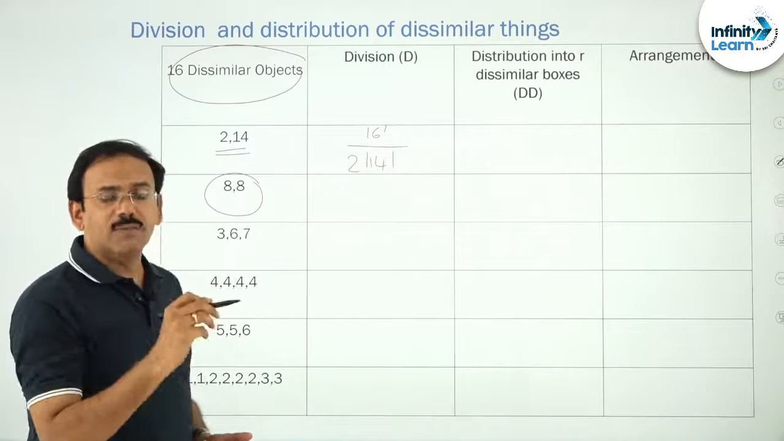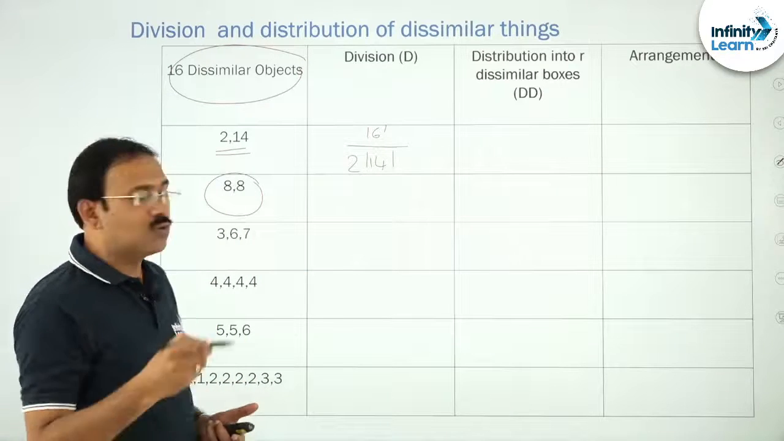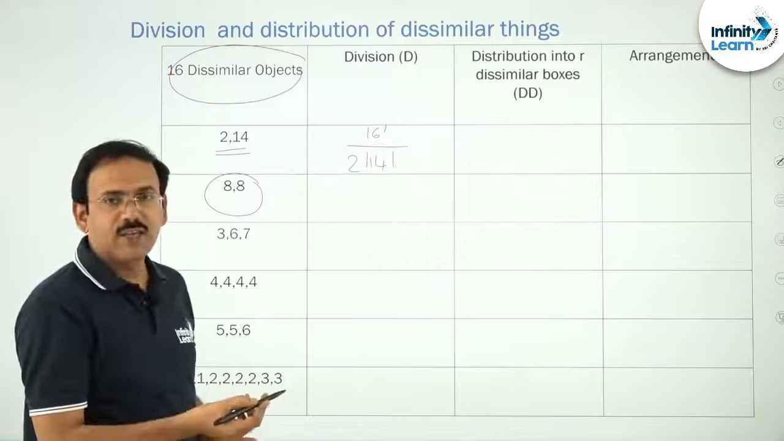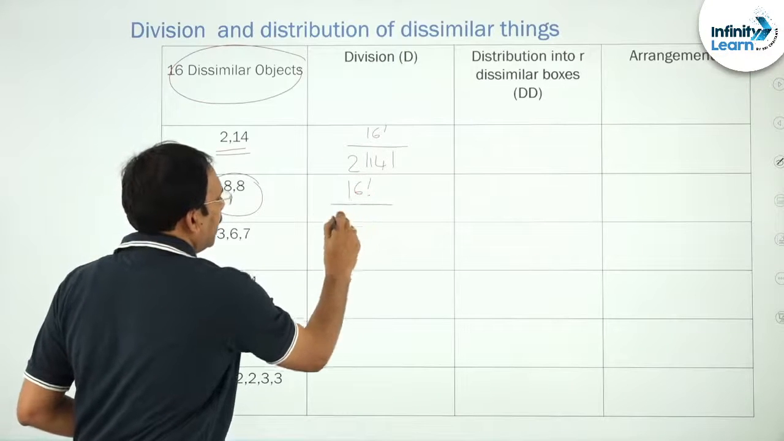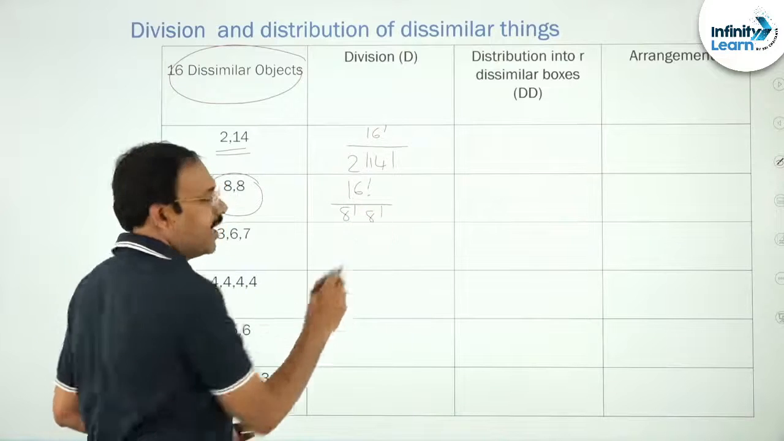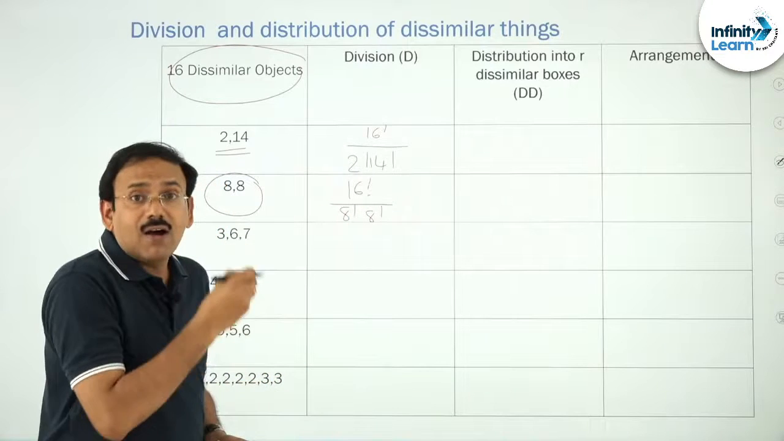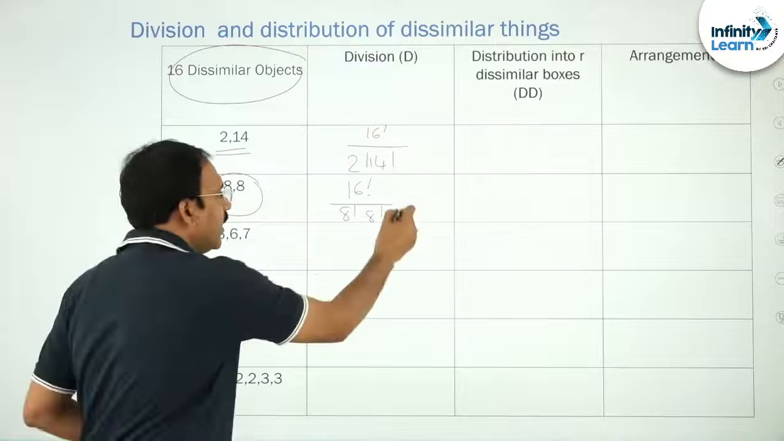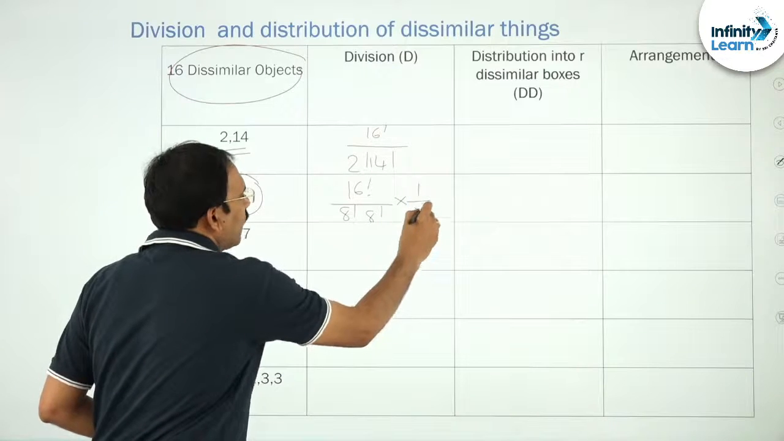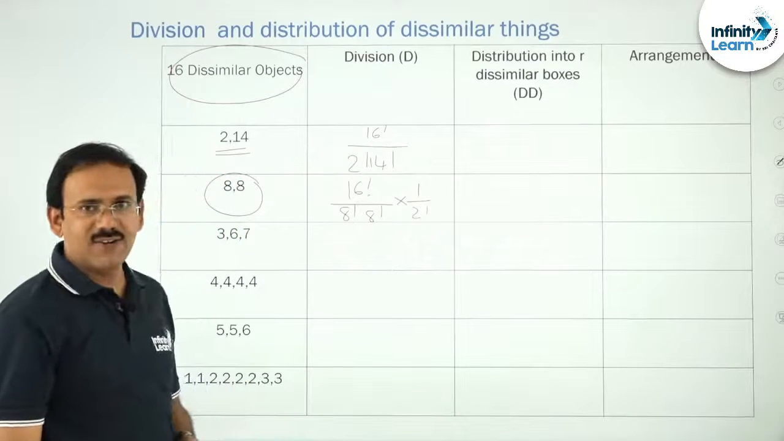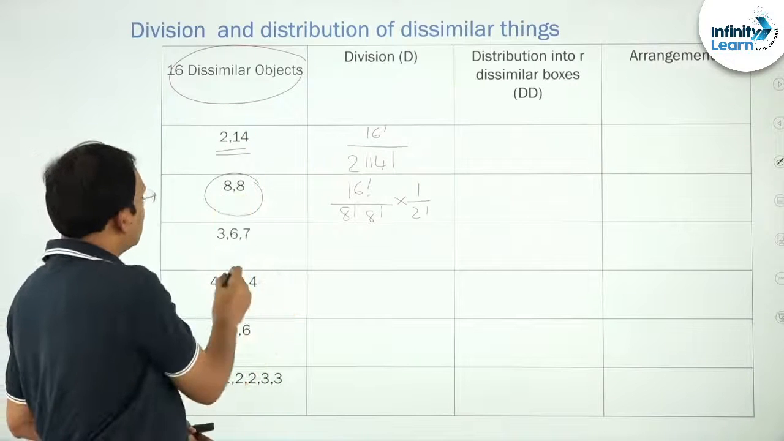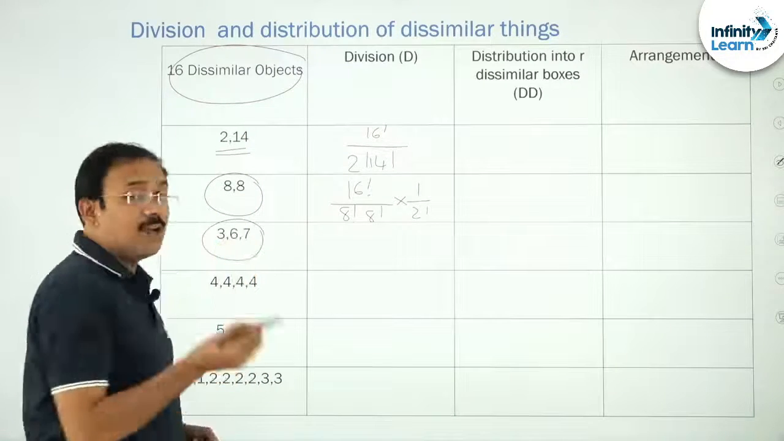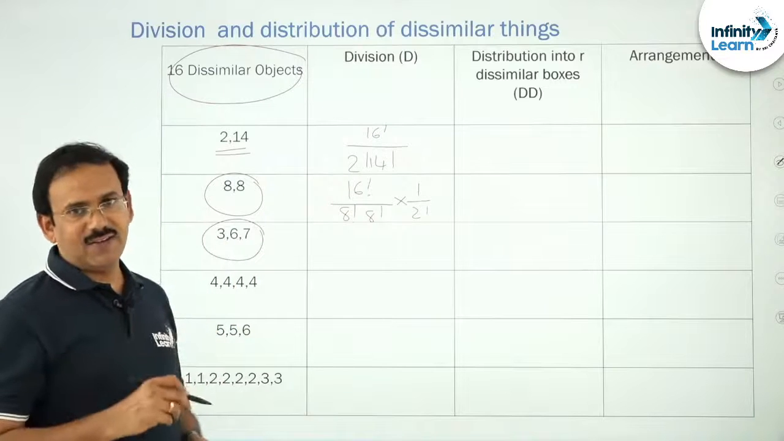Now I think you can answer this. Those 16 objects are to be divided into 2 groups of 8 each. Can you say the answer? Yes. 16 factorial by 8 factorial into 8 factorial. Because 2 are the same, you will get into 1 by 2 factorial. Clear friends?